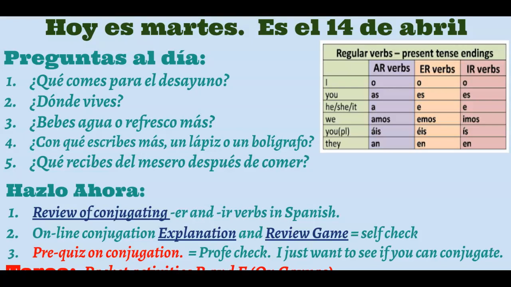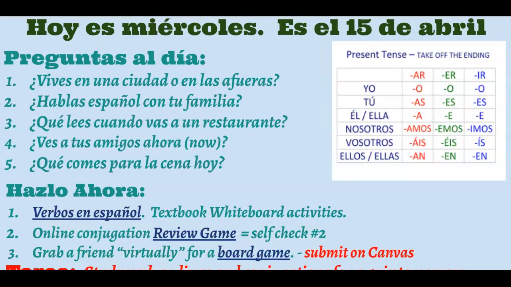Hazlo ahora. The activities for today are, I'd like you to start off by reviewing conjugating, both ER and IR verbs. So here is a quick review of how to conjugate. Then there's another online explanation and a review game, kind of like a self-check. So see how well you can conjugate verbs. And then I'd like you to take a pre-quiz on conjugations. It's just for me to see exactly where you are with conjugating. And I know it's cut off on your presentation, but I'd like you to do 2 activities from your packet. They're posted on Canvas. That's Tuesday's assignment.